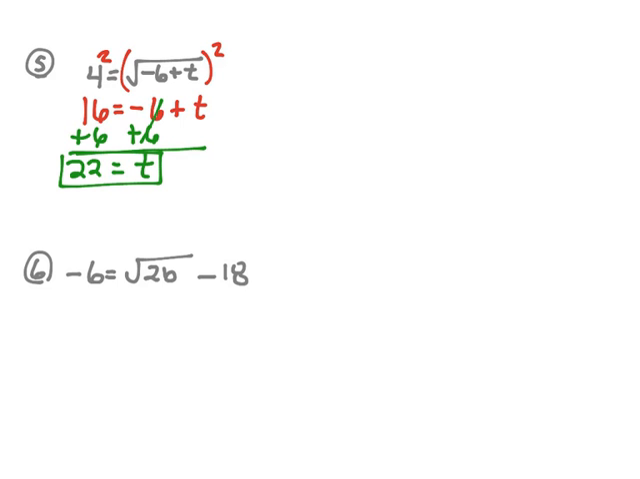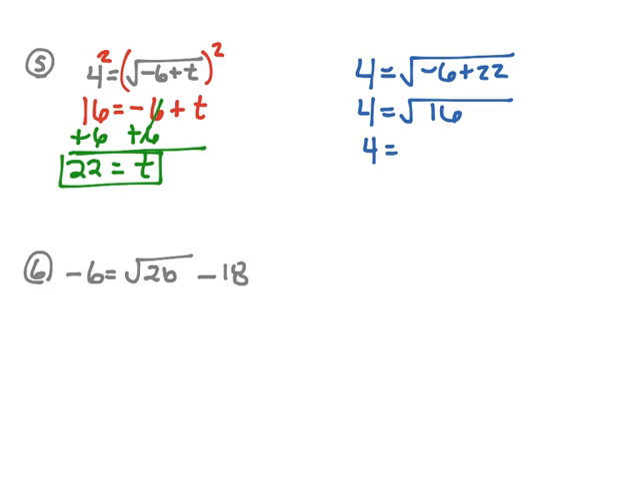However, again, I got to check this, make sure that it actually works. So we're going to take that 22, plug it in for t, and make sure that we actually get a true statement here. Alright, so the first thing I'm going to do is add the negative 6 and the 22. And if I add negative 6 plus 22, I get a 16. And if I take the square root of 16, the square root of 16 is 4. And since 4 is equal to 4, we got a true statement, which means this solution of 22 is correct. And we've just verified that that 22 is correct.